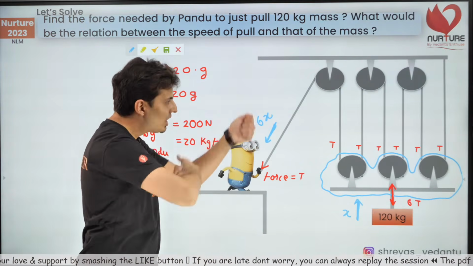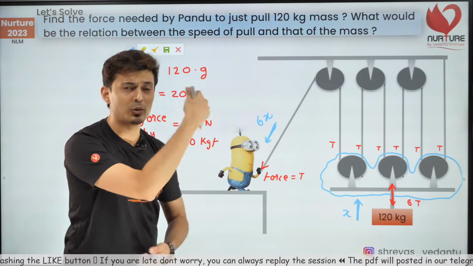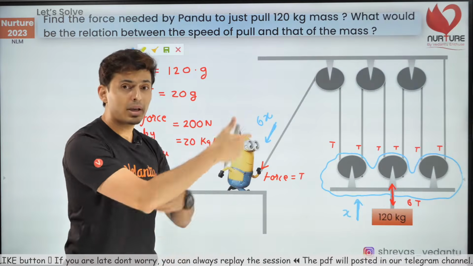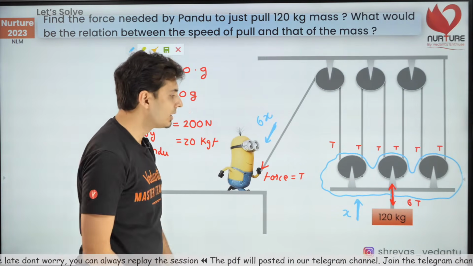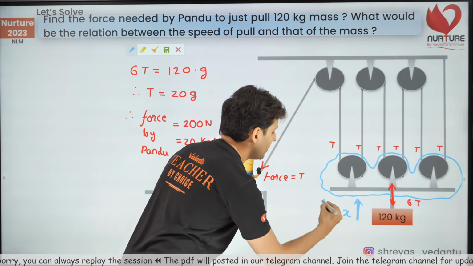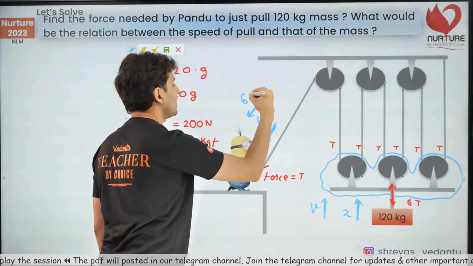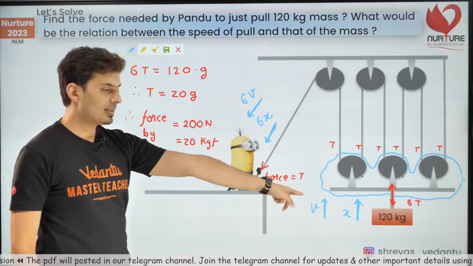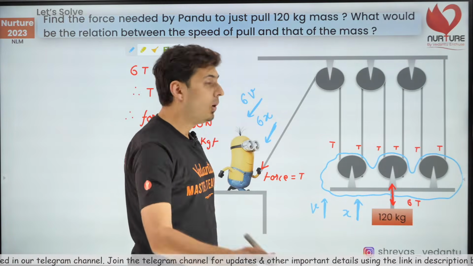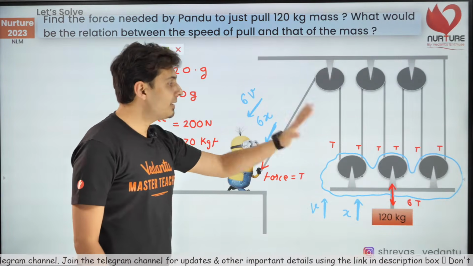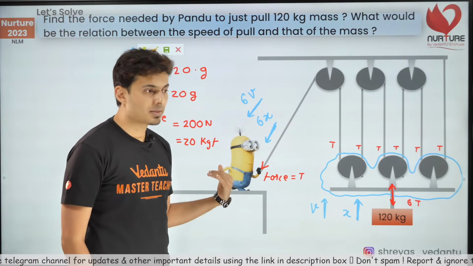So Pandu has to pull 6 times more, but it's okay. He's listening to his songs and he's applying less force. So he's okay with that. He's okay to pull it for a longer time with less force. Cool. So if this block goes up with velocity v, this is going like this with how much velocity? 6v. That's what the answer is. Is that understood, clear?